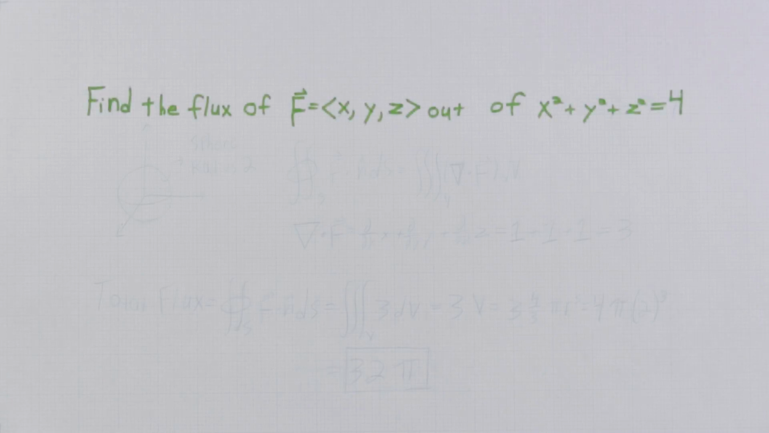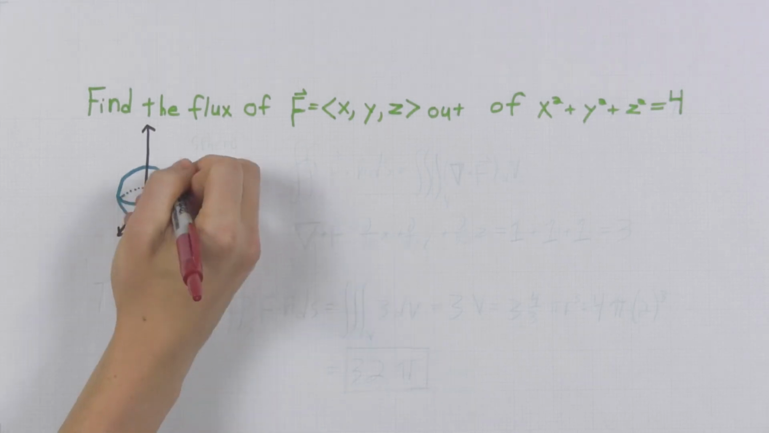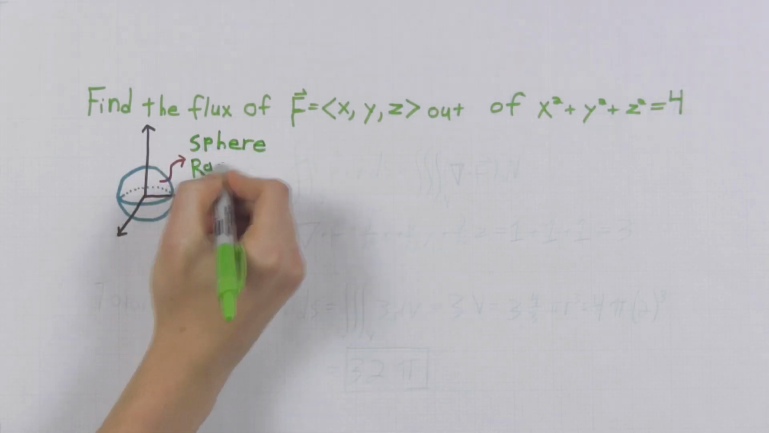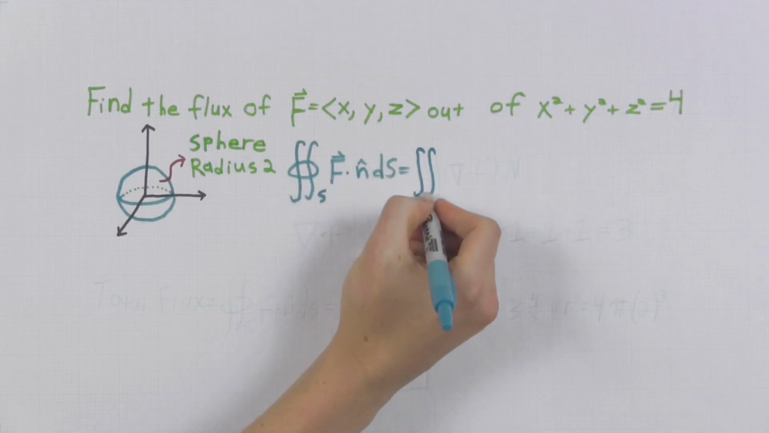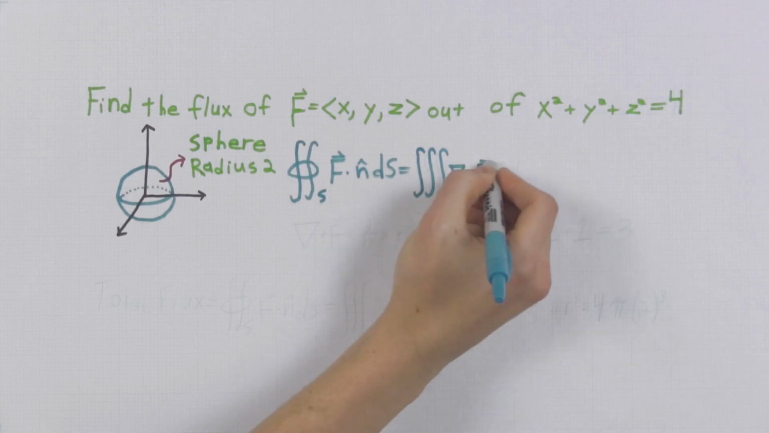Now let's see if we can apply this divergence theorem to the sphere problem we had earlier and double check that our answers agree. So we wanted to find the flux of this vector field out of our sphere of radius 2. Now instead of directly calculating n hat and dS in our surface integral, let's rewrite it as the triple integral over the volume of the divergence of F dV.